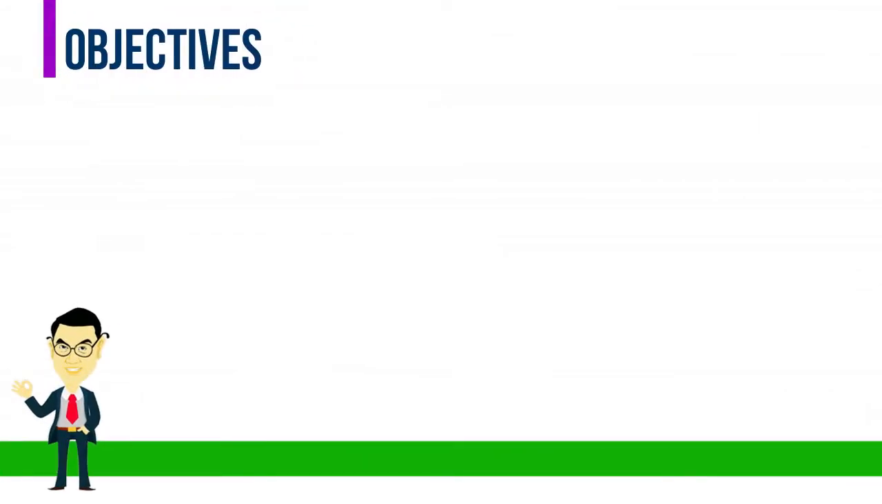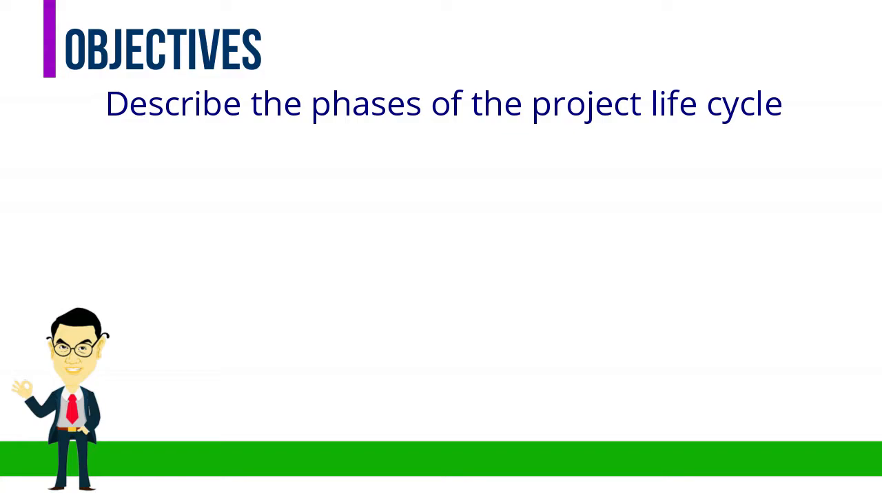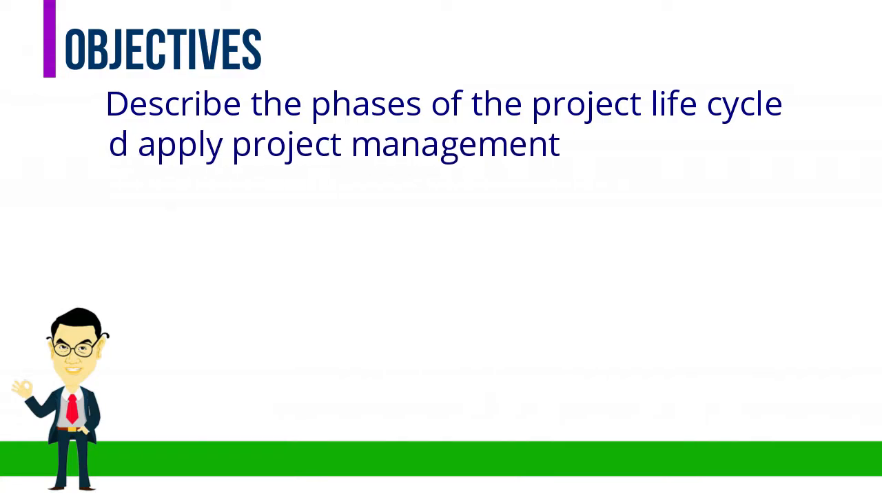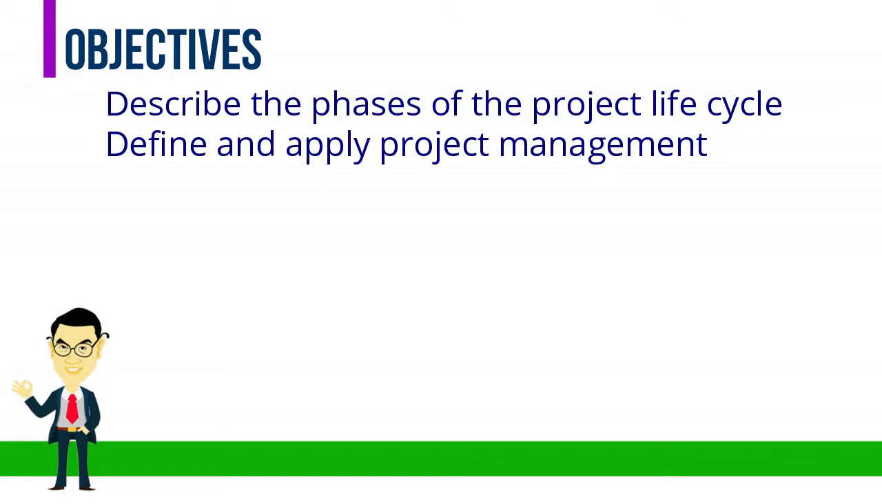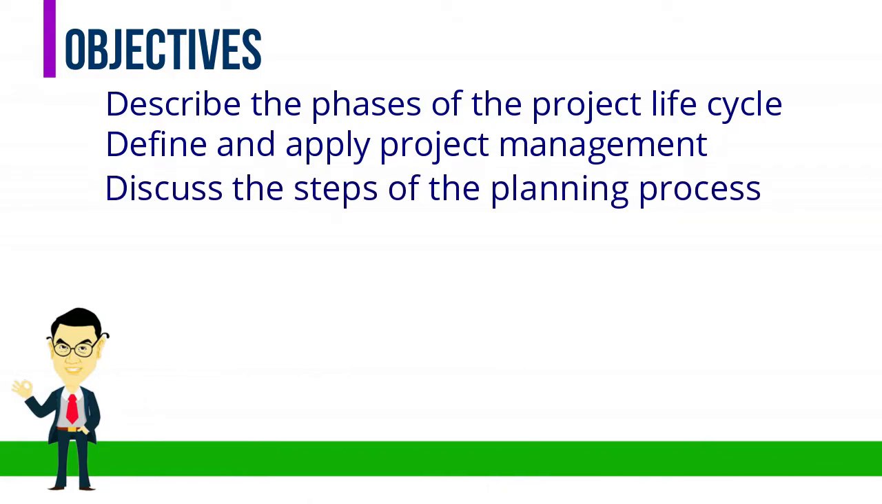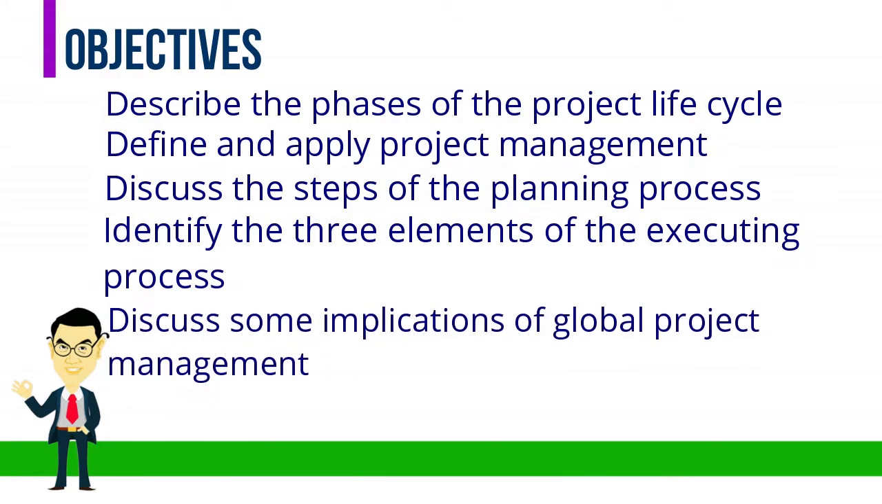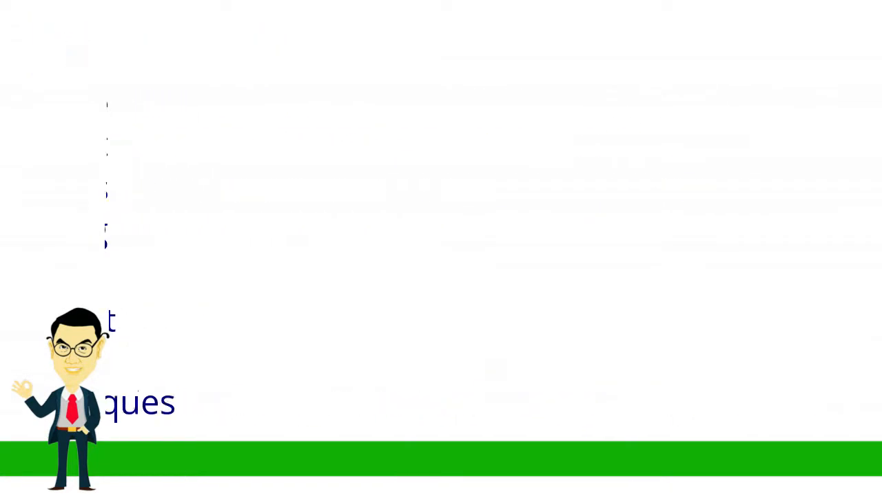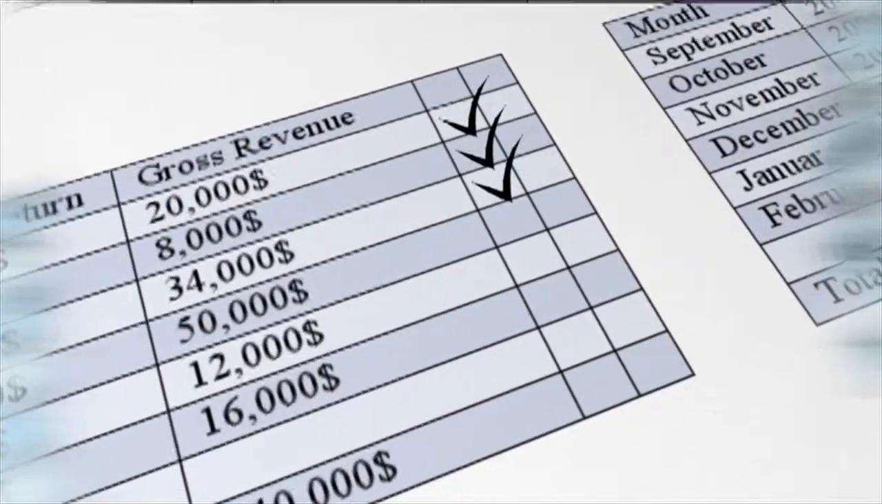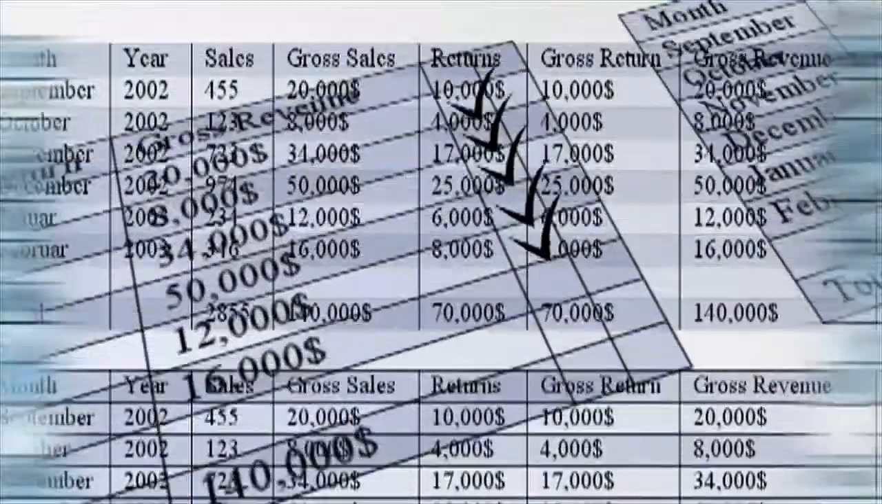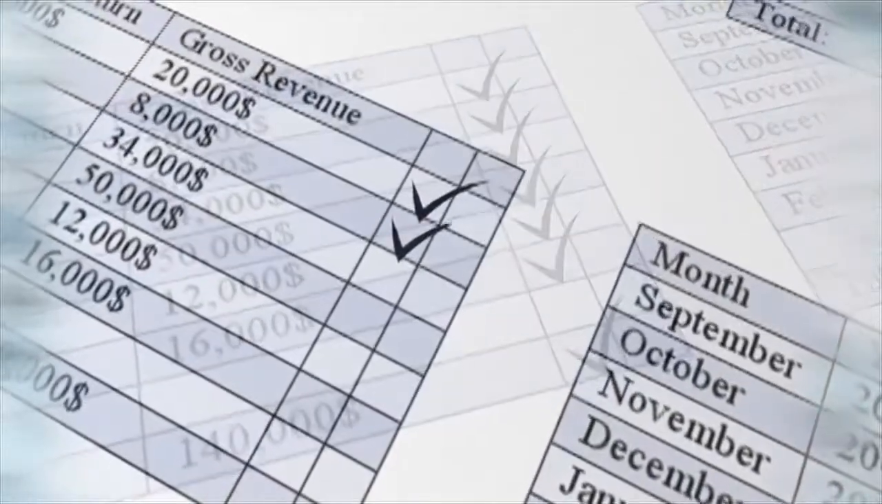Objectives. Upon successful completion of this lesson, you will be able to describe the phases of the project life cycle, define and apply project management, discuss the steps of the planning process, identify the three elements of the executing process, discuss some implications of global project management, list benefits of project management techniques. This lesson discusses the project life cycle, planning process, and global project management.